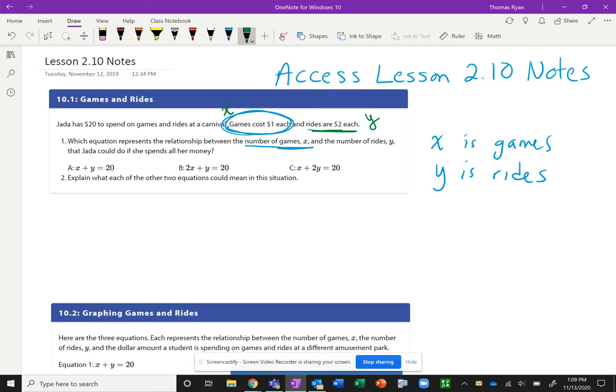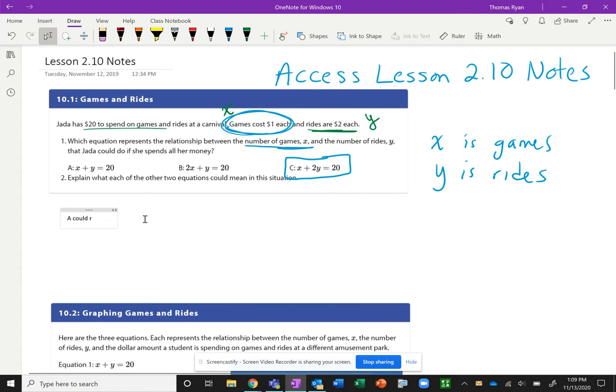So naturally, right, all of our equations have $20 total, which is good because she's spending the $20. And then we have a few slight differences here. But if we know that $1 should go with X and $2 should go with Y for the rides, our natural choice is C, because it is 1 times every X plus 2 times every Y, which are the rides, is $20. So what could the other 2 mean?